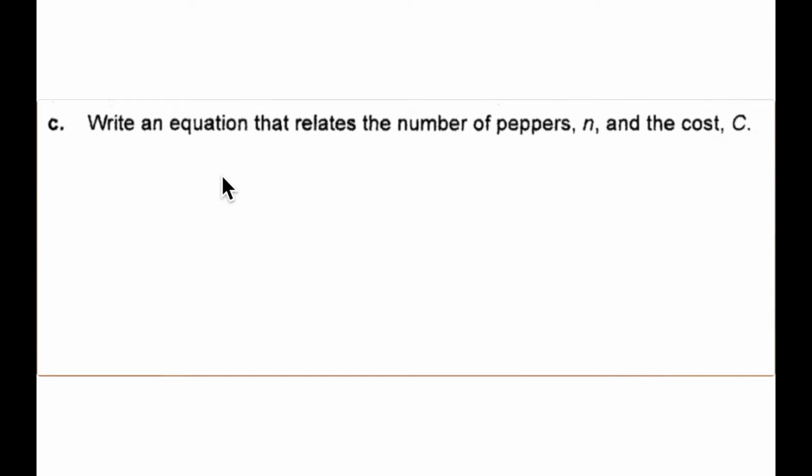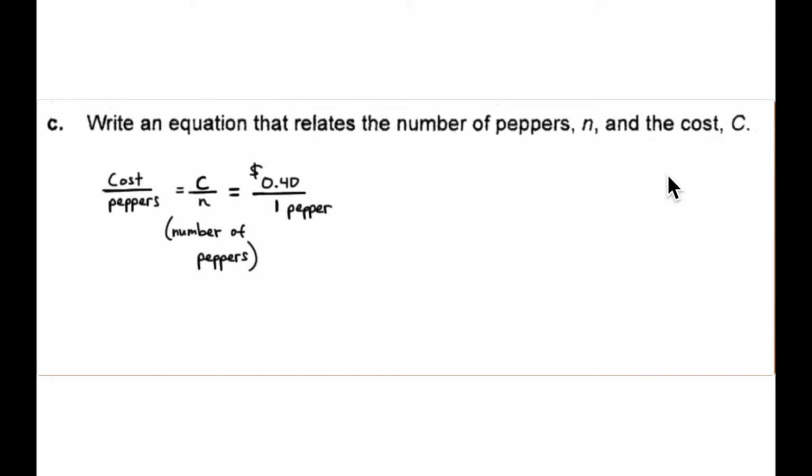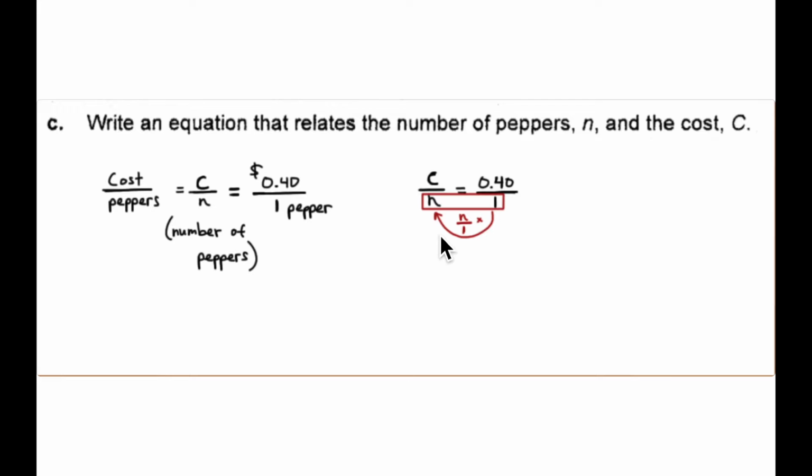For part C, you're asked to write an equation that relates the number of peppers N to the cost C. In other words, if you know the number of peppers, how do you figure out the cost? Well, use the unit rate. So it's cost per peppers, or C per N, which is the number of peppers, is equal to 40 cents per 1 pepper. And that's what we figured out before. So now you can use that to write the equation. And this is the ratio right here.